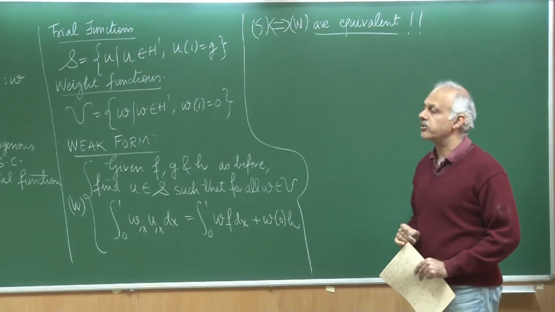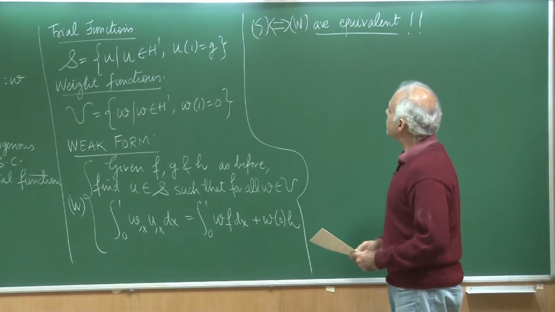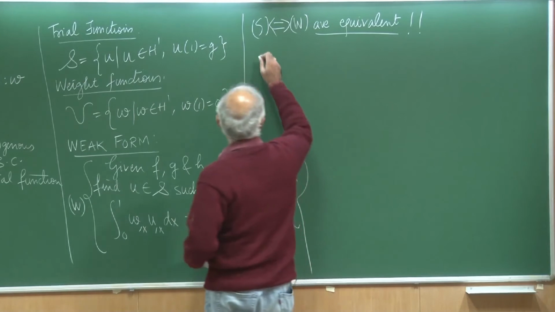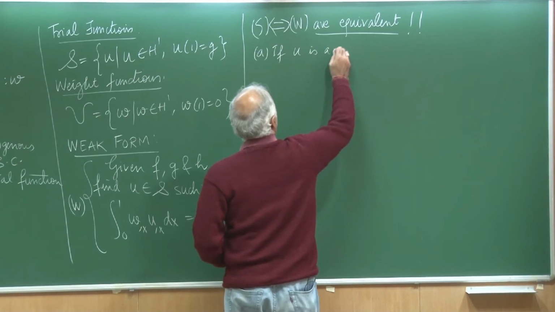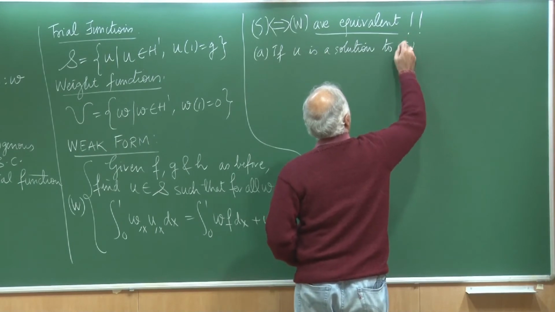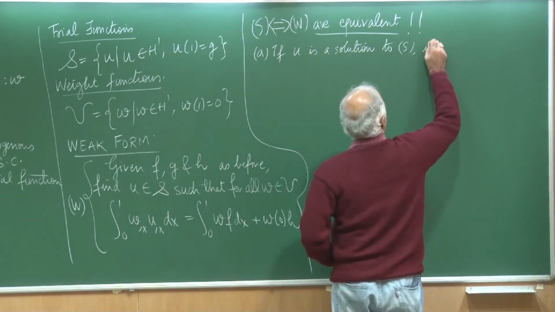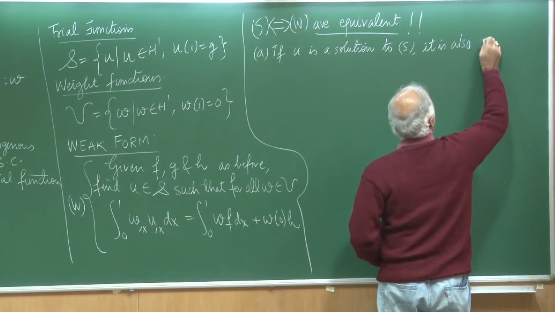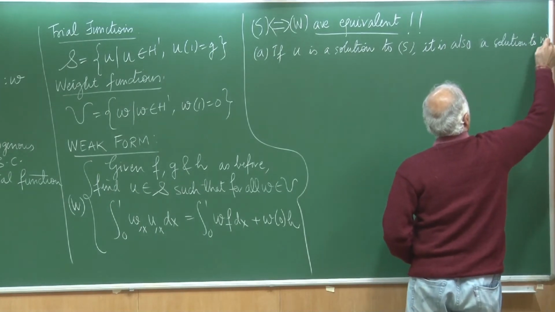Okay. So, this is the proposal, and now we are going to prove this. So, the equivalence of S and W can be shown in two parts. So, part A is: if U is a solution to the problem S, then it is also a solution to the weak form of the problem.